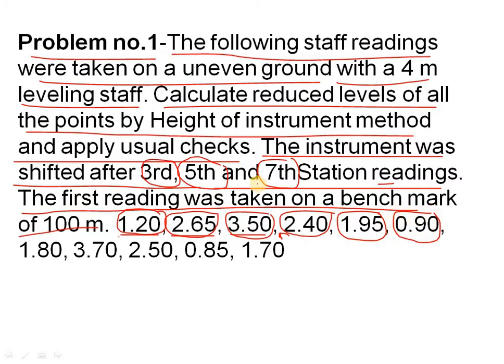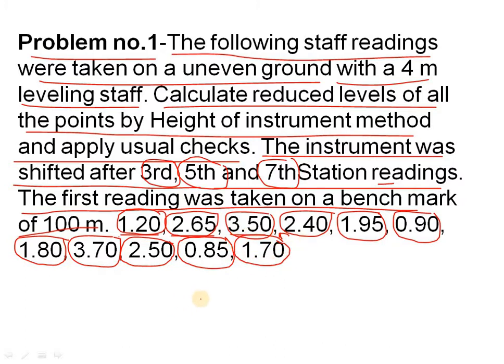So this FS on the 5th station, then 1.80 will be the back side and 3.70 will be the intermediate side, and 2.50 will be the FS. Up to here we have got the station points. The last one is the 7th reading point, which is changing. This will be 0.82 as the back side and 1.70 as the FS.